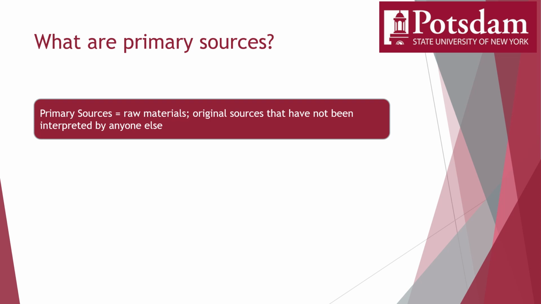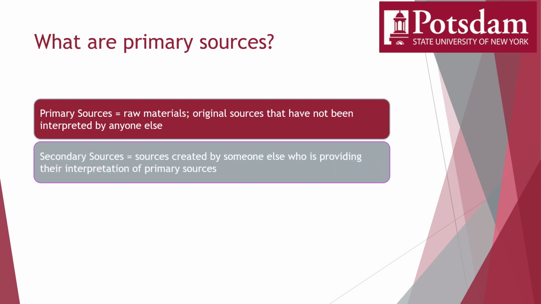Secondary sources are books or articles written by someone else who has done research, examined primary sources, and is expressing their interpretations of them. Most of the nonfiction books we read are secondary sources because they represent someone else's arguments or interpretations of the topics they cover.